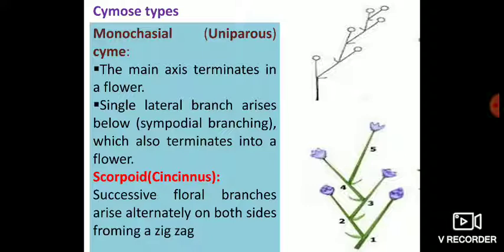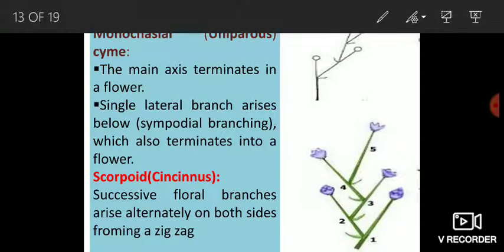Today, we are going to discuss the different types of cymose inflorescences. Before getting started, let me tell you what cymose inflorescences are. Cymose inflorescences are known as determinate inflorescences, because in these inflorescences the growth of the inflorescence is limited. The apex of the inflorescence gets terminated into a flower, and the growth of the inflorescence then takes place by the lateral branches which arise below this terminal flower.